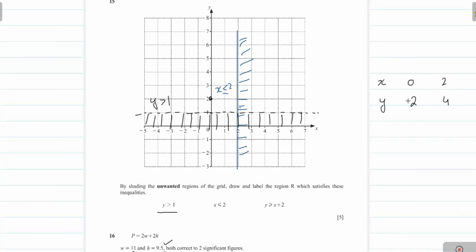Now the unwanted region will be the downward region because we have to take the region upward. Therefore, this upward region is y is greater than x plus 2. And this unshaded region is the wanted region.